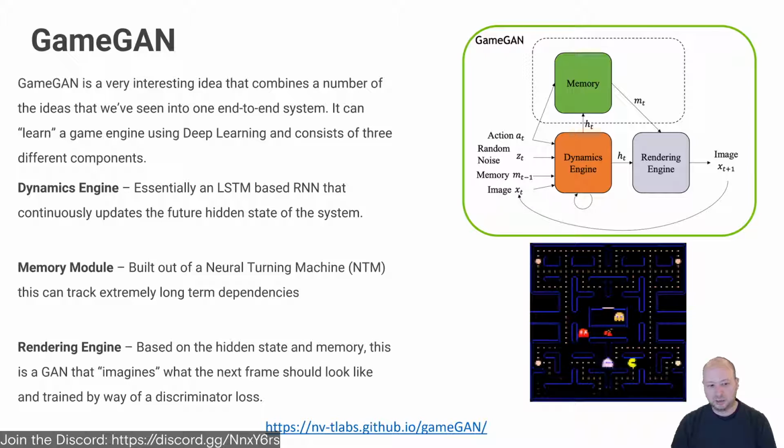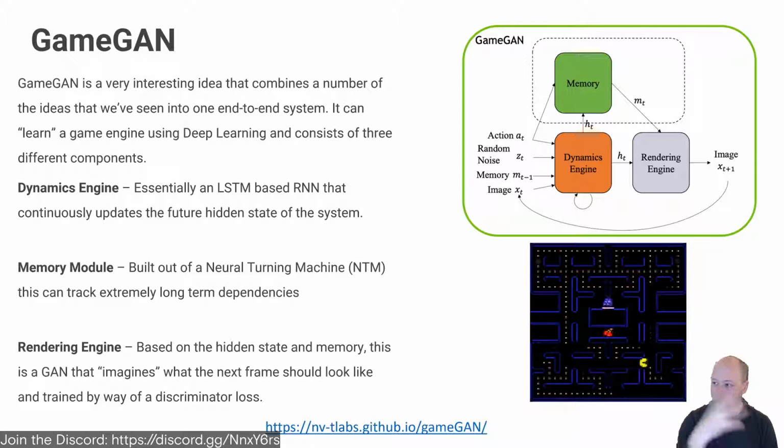And then finally, the rendering engine is based on a GAN. The idea is it's conditioned on an input hidden state coming out of the dynamics engine, and it's trying to imagine what the next frame should be based on this hidden state. The hidden state is, again, conditioned on the action, the previous image, and so on. What's cool about this is that the loss is entirely dictated by whether this image looks correct based on the game itself. So you're comparing the image coming out of this network to what should be coming out of the game.